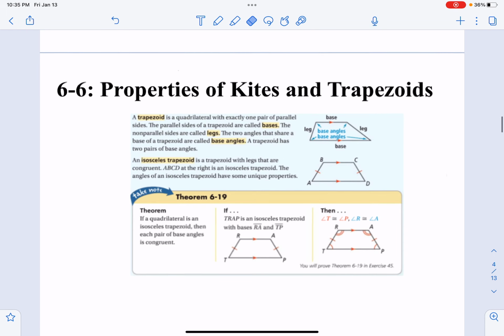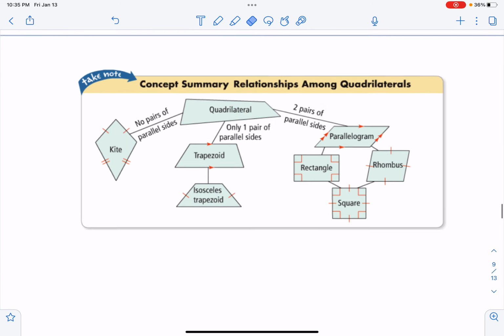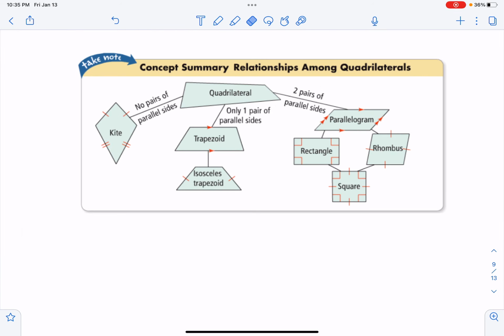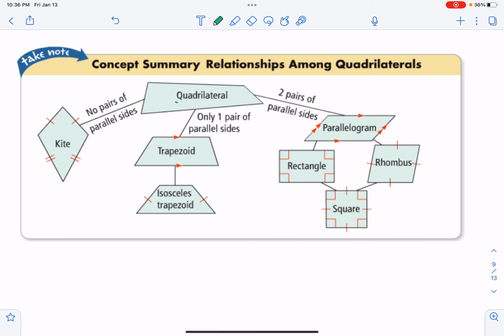Okay, this is chapter 6.6, Properties of Kites and Trapezoids. So we're going to scroll down to this first. And this is what we had kind of looked at before. I don't want to do too much review because I don't want to make this video too long for you guys. But if we have a quadrilateral, the types that we looked at so far is parallelograms.